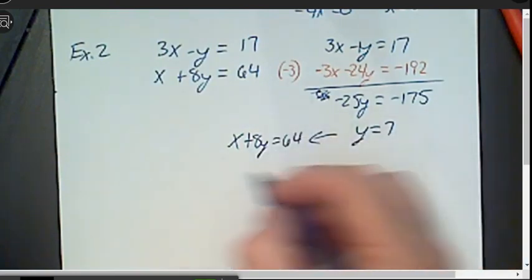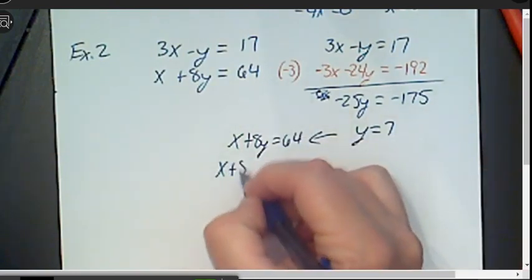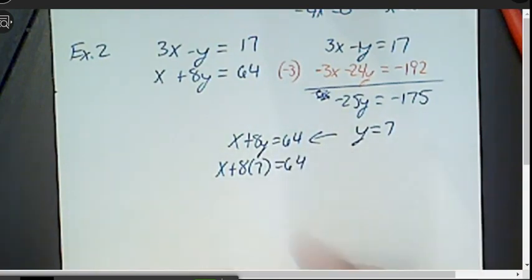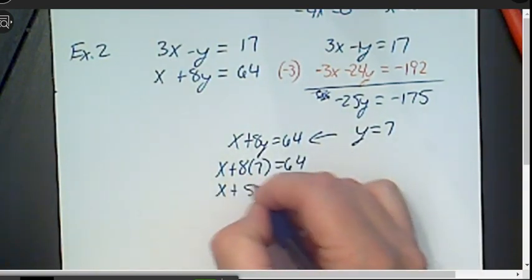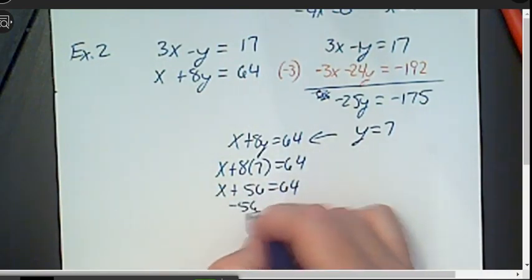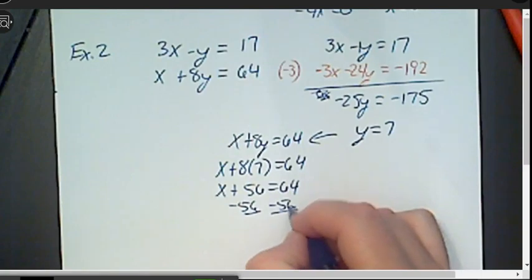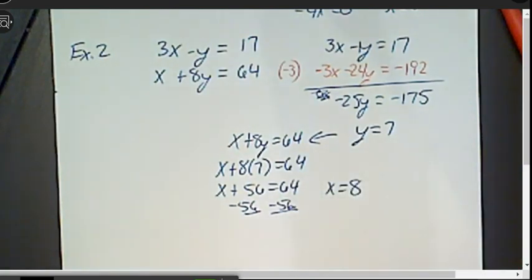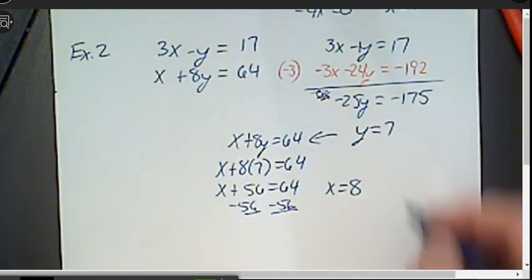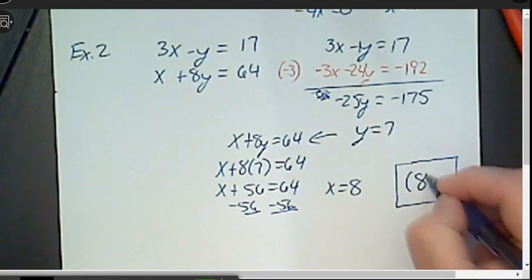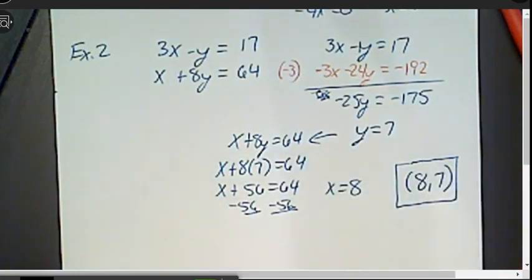So plugging in the 7, that's x plus 8 times 7 equals 64. That's x plus 56 equals 64. Subtract those two numbers, so then x equals 8. Okay, so as an ordered pair, that would put you at (8, 7).